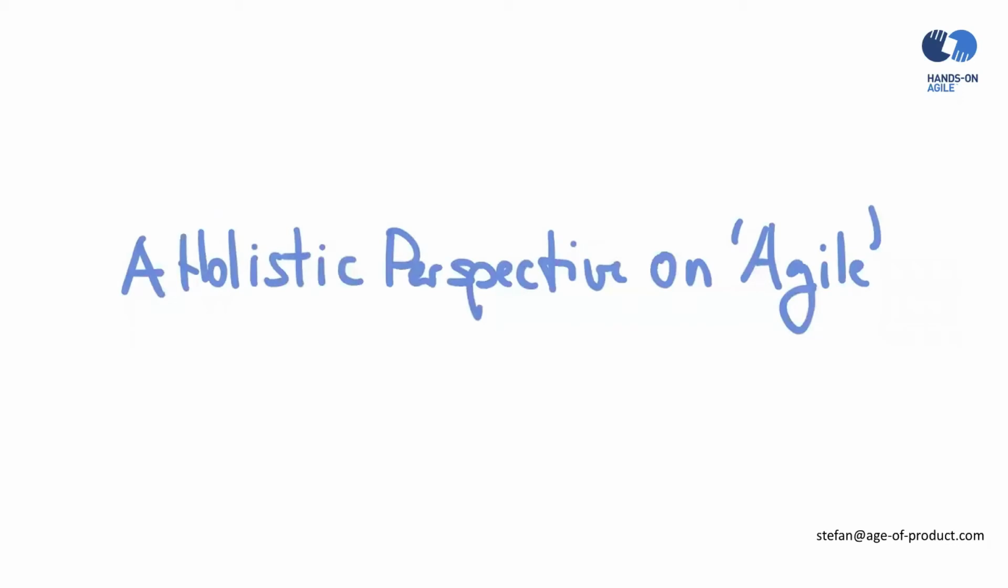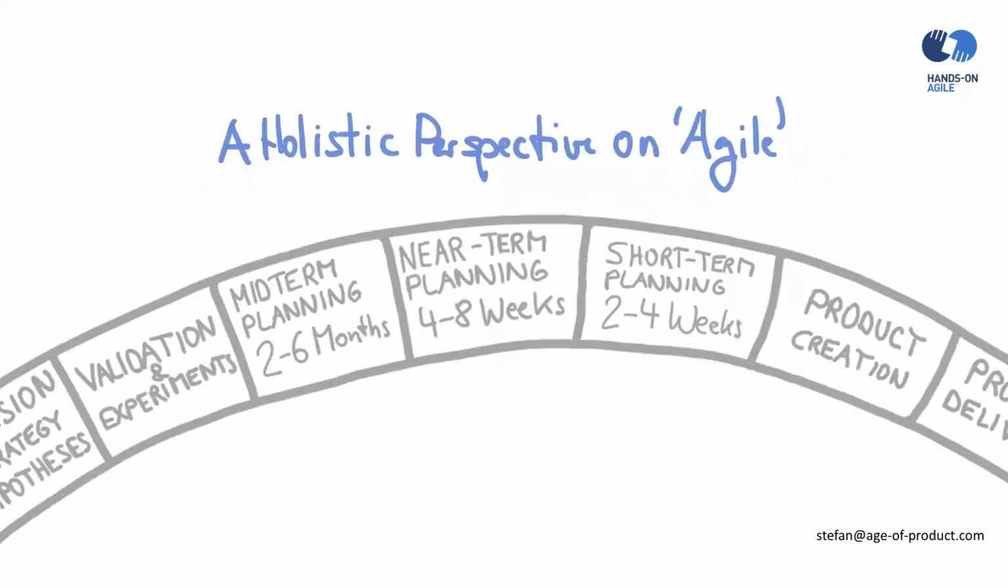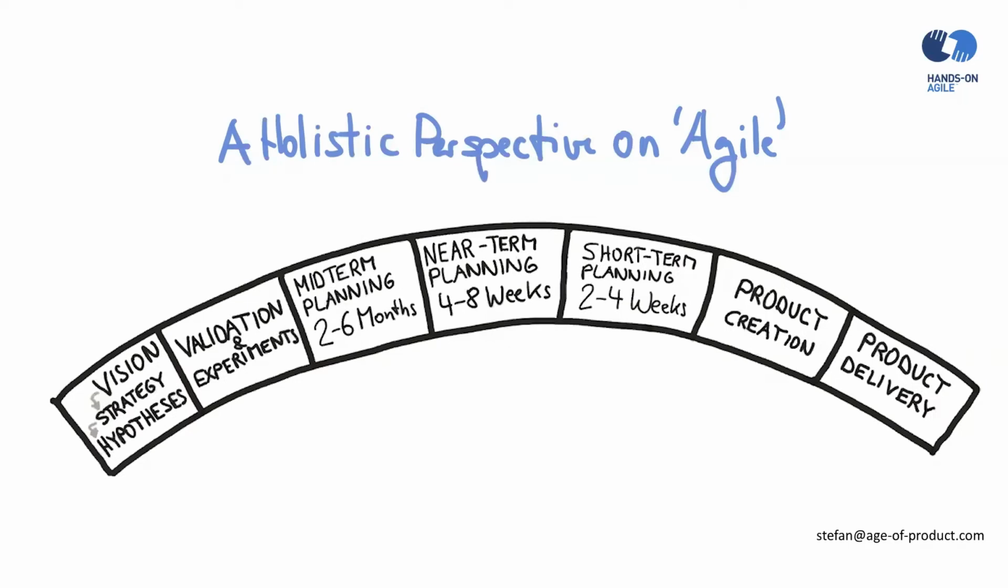Before we start talking about the product backlog anti-patterns, I would like to make a small detour to make you familiar with my mental model of how Agile software development actually works. From my perspective, I like to refer to it as the product creation arc. You start on the left side with a vision that results in a strategy, then you come up with hypotheses, and you run experiments to validate or falsify your hypotheses. Based on those results, you start to have a midterm planning, maybe 2 to 6 months, so something that looks like a product roadmap.